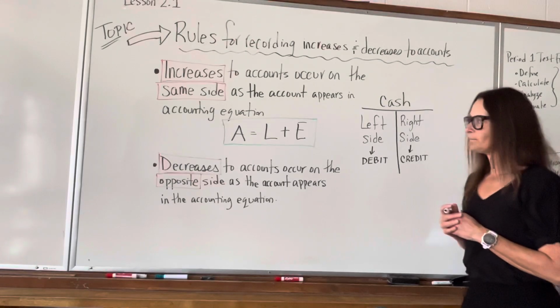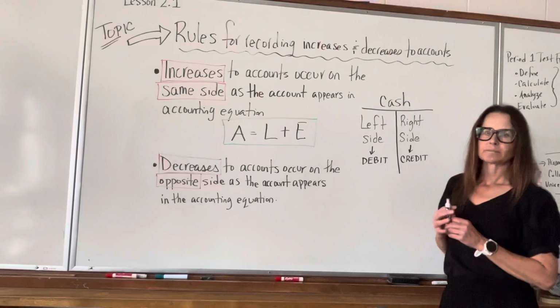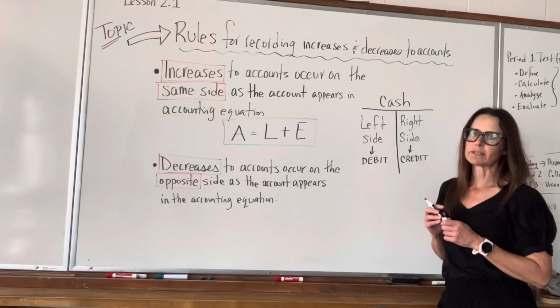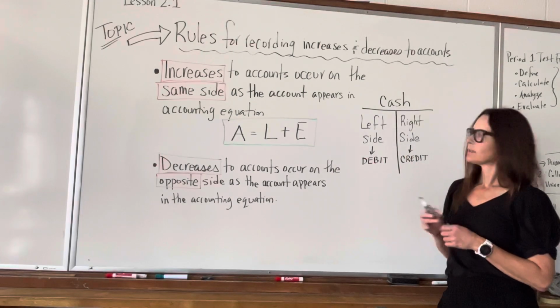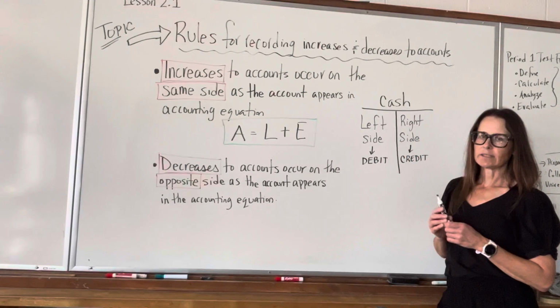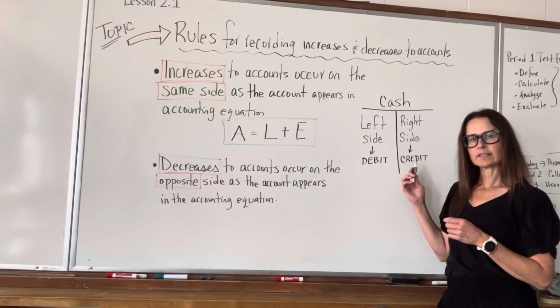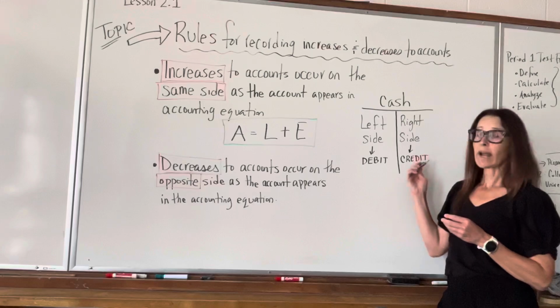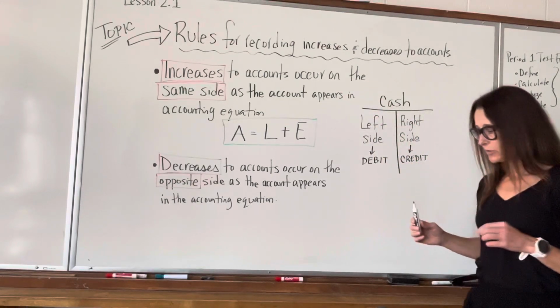Here's the rule. The left side of the T is called a debit. So debit means left side. The right side of the T is a credit. So the right side is a credit. So if I say credit, I mean right side. Let's go to these two rules.